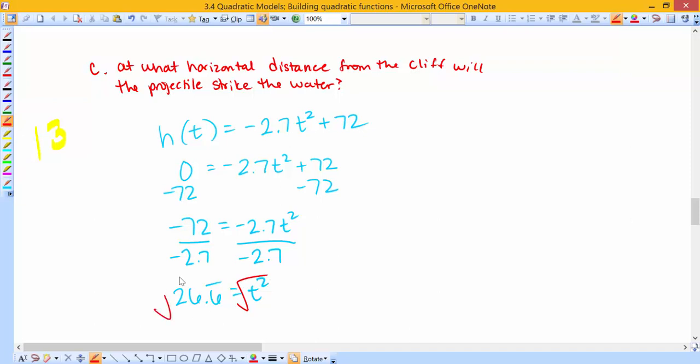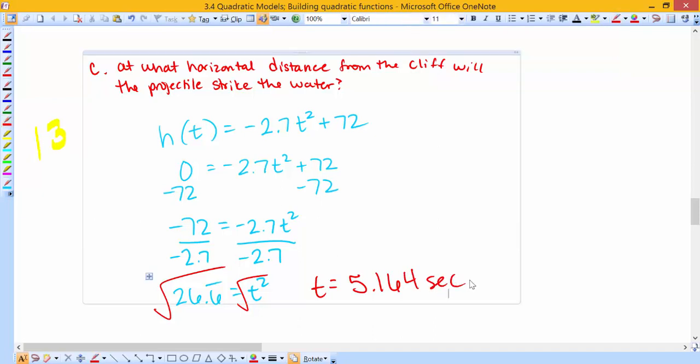Now I can square root. So I'm going to square root that answer, that decimal, or put a whole bunch of 6's in there. And you end up with a time of 5.164. And if we're talking seconds. If it says minutes, minutes. So after 5 seconds, this projectile would hit the ground, or 5 minutes, or 5 hours, 5 days, whatever it is. Okay, so that's more similar to what is going to be on your quiz.